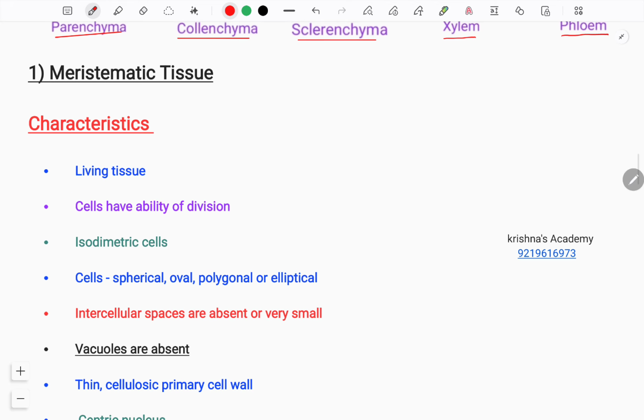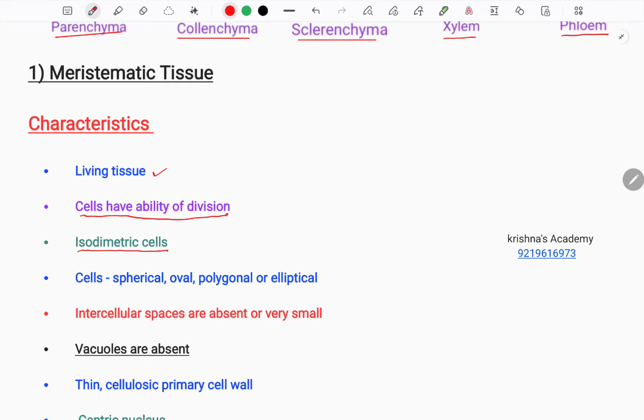Meristematic tissue and its cells show some specific characteristics. And what are these characteristics? The first one, this is a living tissue. The cells of this tissue are living. The most important property, which is not a characteristic feature of the permanent tissue, is that the cells have the ability of division. They can divide regularly. Next, isodiametric cells. Isodiametric cells means the cells are of the same size.